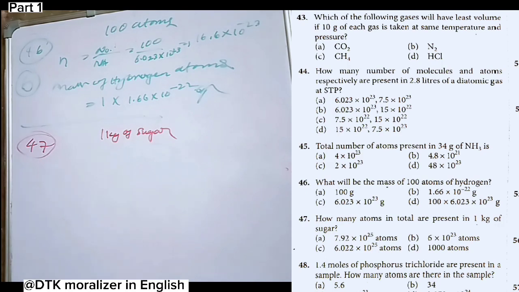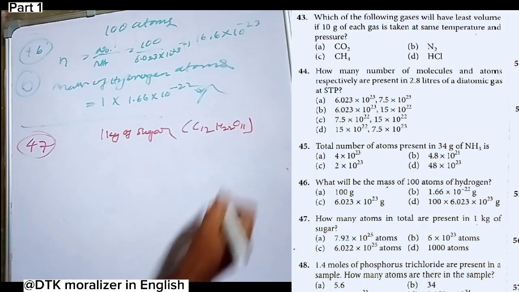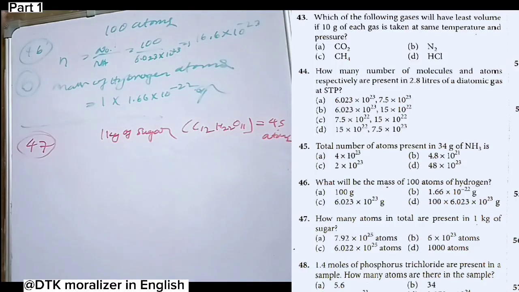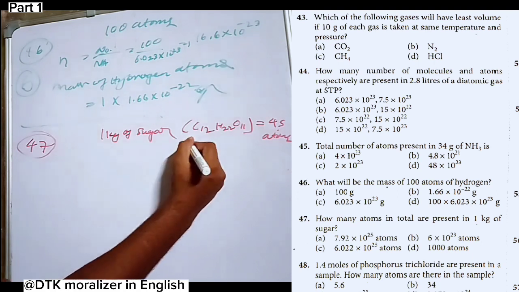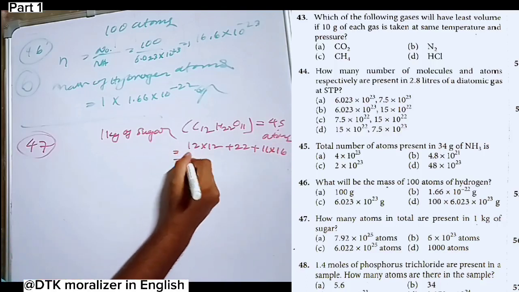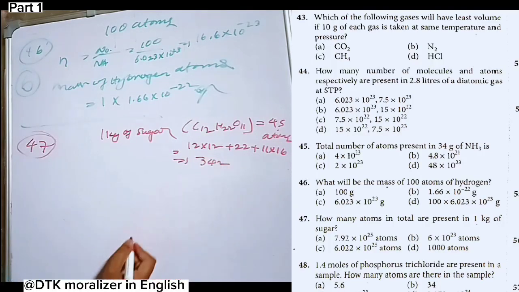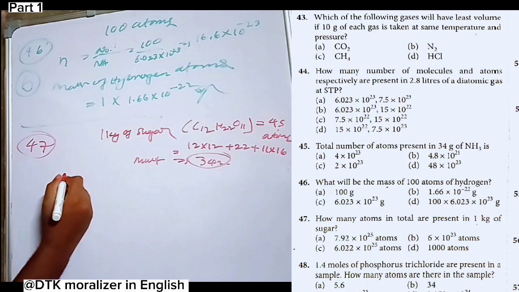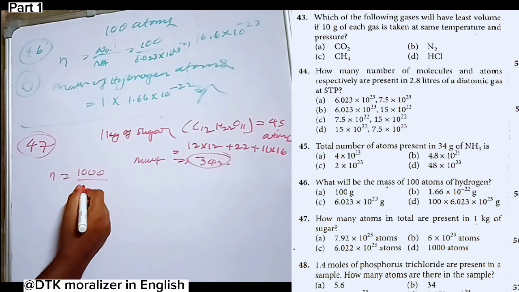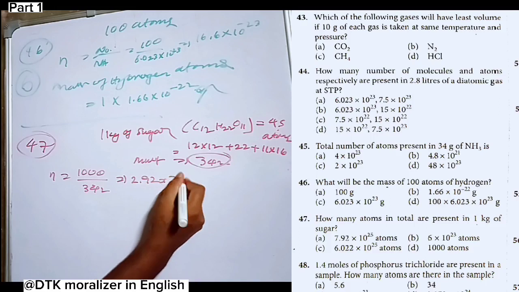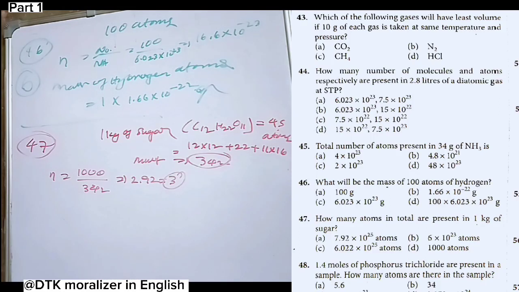Now question number 47. How many atoms in total are present in 1 kg of sugar? Here sugar is taken as sucrose, C12H22O11. So here 45 atoms are present in one molecule. The molecular weight is 12 into 12 plus 22 plus 176, which is 342.